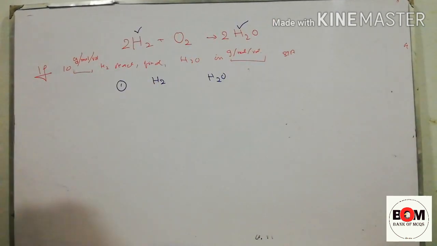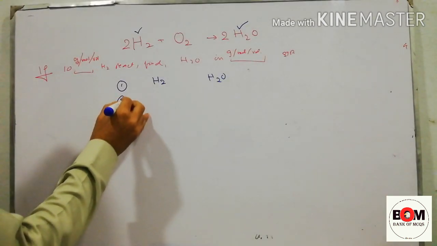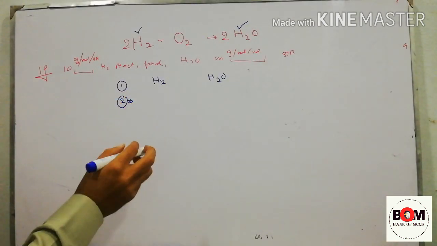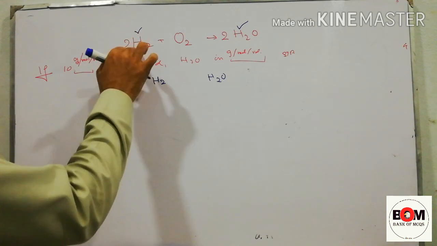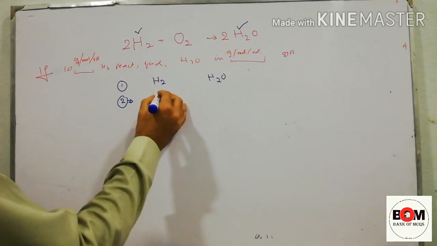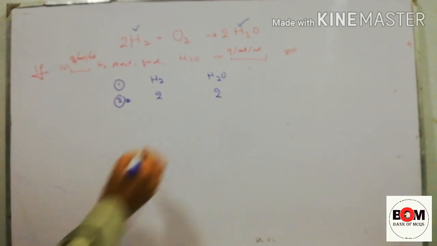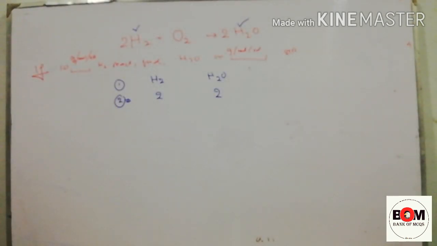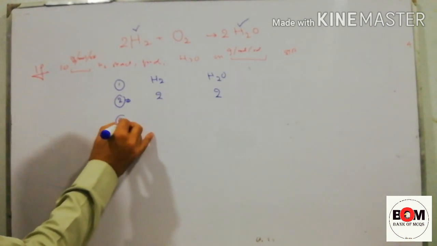So first step is done. This is half the question. The second step is to put the values from the equation. So 2 moles hydrogen react to produce 2 moles H2O. So this is the next tip: 75% of MCQs are solved. The third step is putting the values.